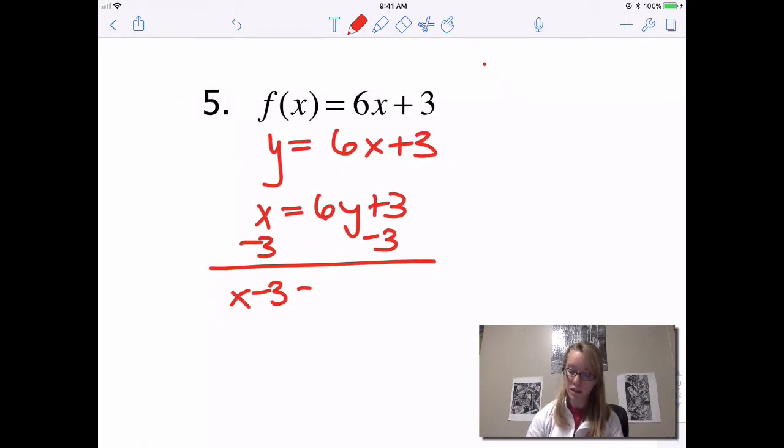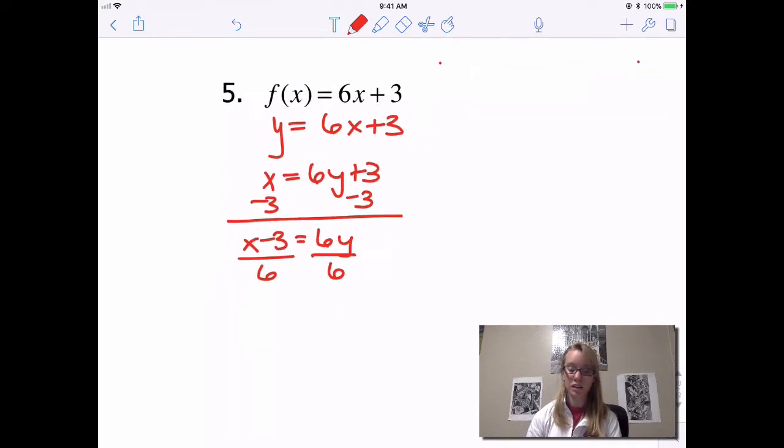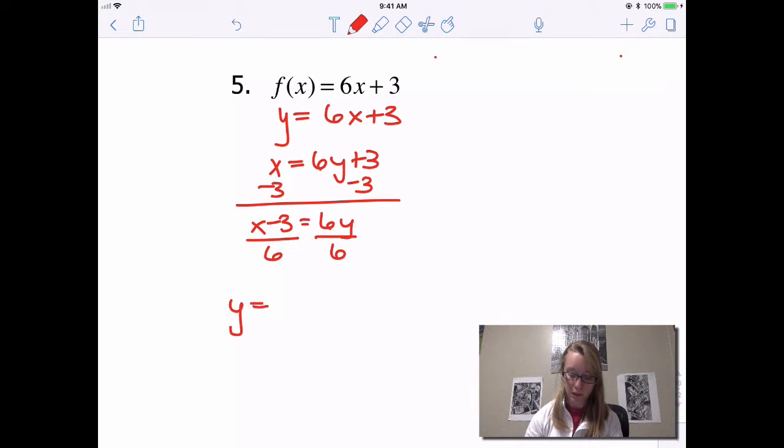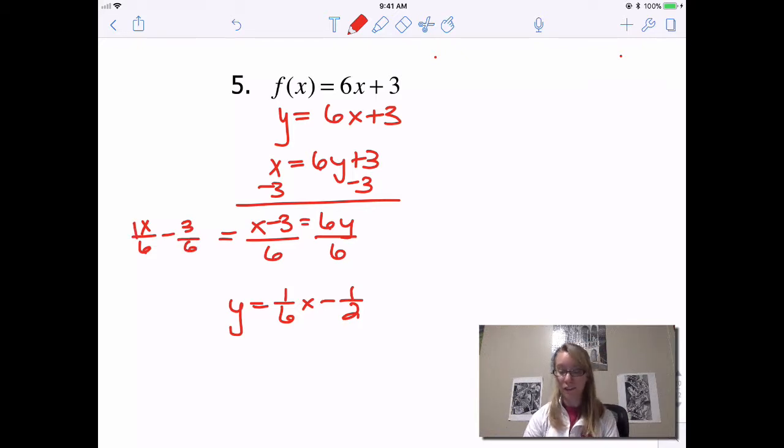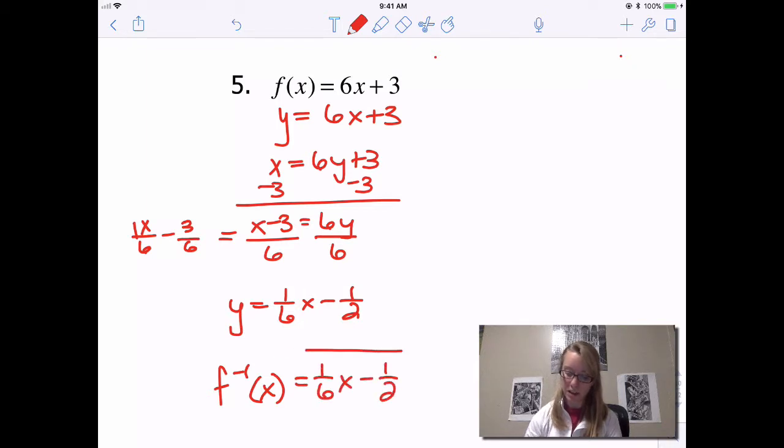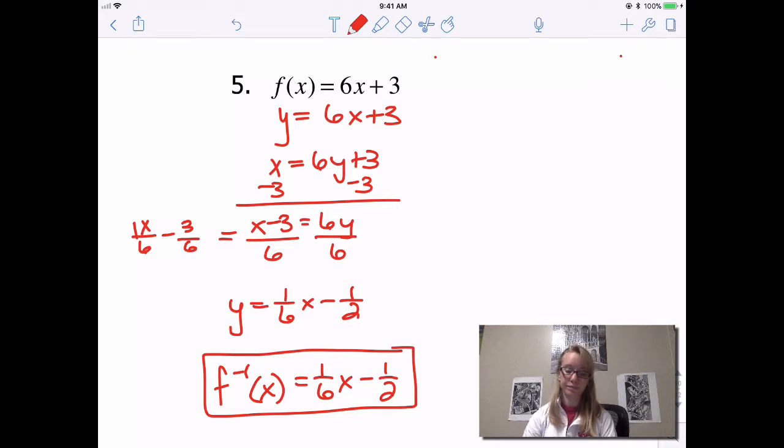X minus 3 equals 6y. Divide by 6 on both sides, and we get y equals 1/6 x minus 1/2. Careful there, this is x over 6 minus 3 over 6. X over 6 is just 1 over 6 times x, and then 3 over 6 I can reduce that fraction. So then final step, rewrite in proper notation. 1/6 x minus 1/2 is the inverse of x.